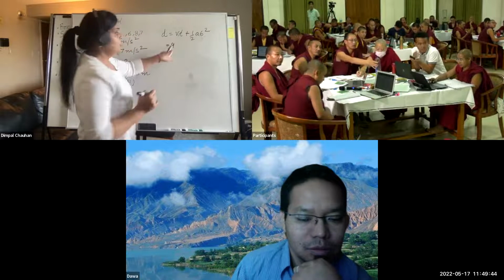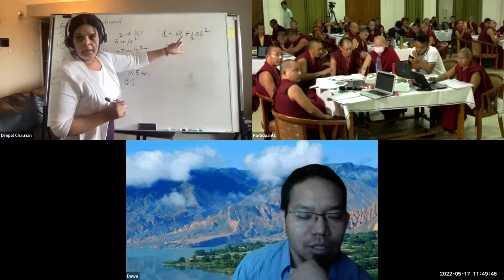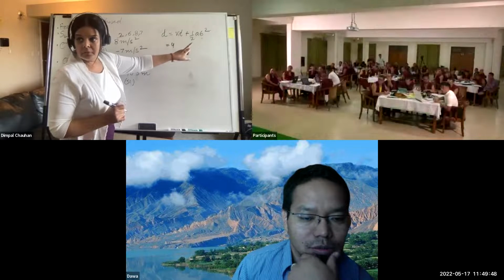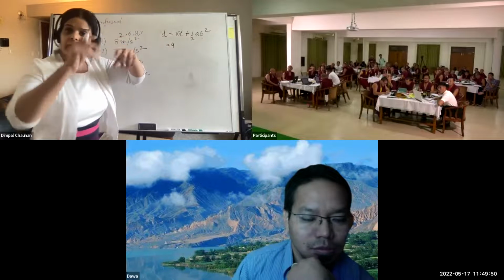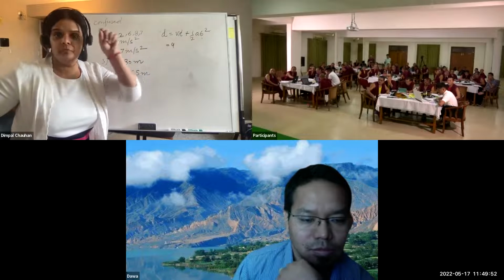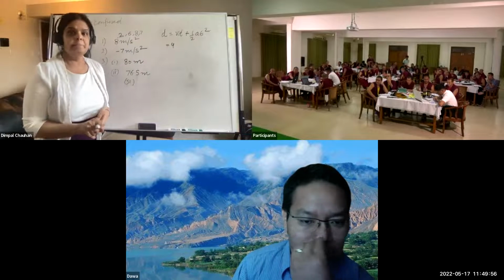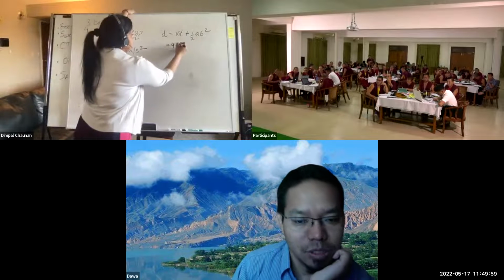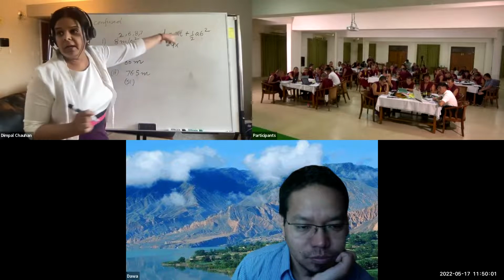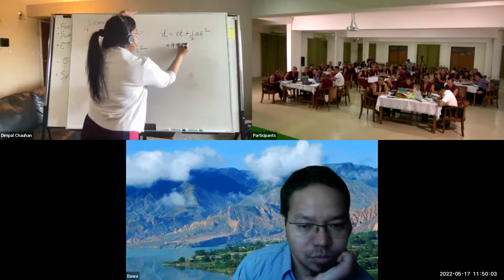So VI was 4. 0? There is no 0. It went from 4 to 36. So 4 is the initial velocity. 4, yes. And time was 4 seconds.